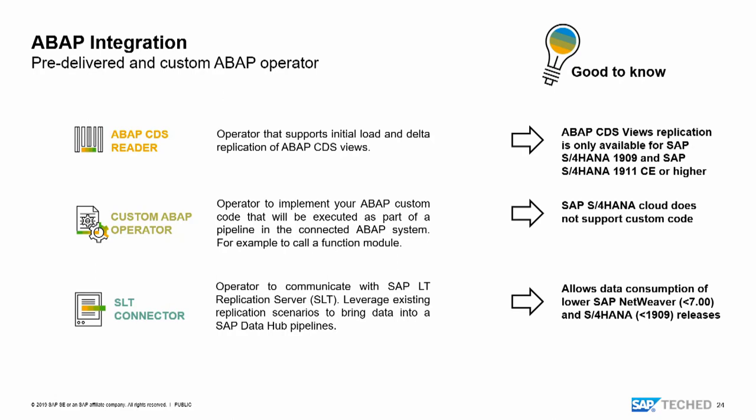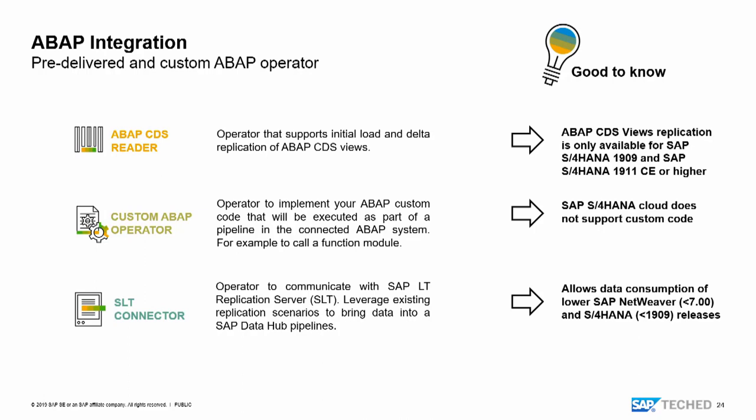Good to know. The ABAP CDS view replication is only available starting with 1909 on-premise and 1911 in the cloud. The S4HANA Cloud does not allow custom code, therefore a custom ABAP operator does not exist. So if there are use cases which are not covered by the pre-delivered operators, and I'm pretty sure there are some, then we just need customer feedback. What are those use cases which we need to cover from our end?